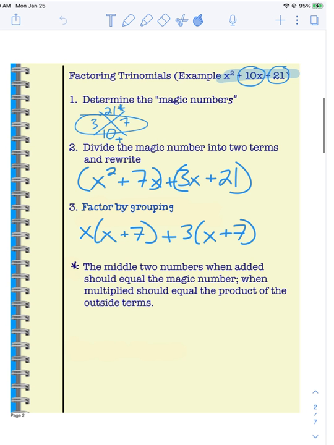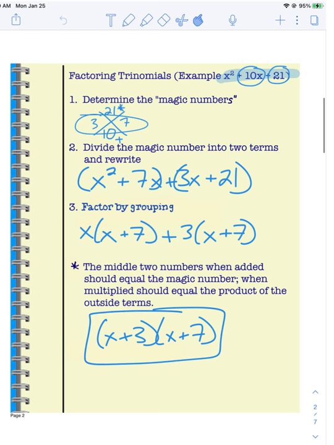All right, so then when I write my final answer, I'm going to have x plus 3 and x plus 7. It does not matter which order these are in. If you had x plus 7 as the first binomial and x plus 3 as the second, that's fine, as long as you have both binomials in your final answer.